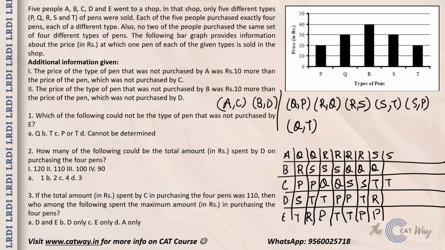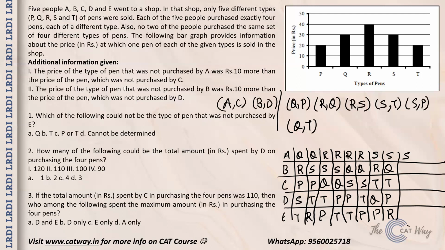That will be that these two, B and D, will not buy what? What is the possibility? QP we have taken. Just a second. S and T. This couldn't be QR. This would be R and Q, and in the other case it could be Q and P. So in that case, E is going to buy the pen R. So this is another case that we have. We have too many cases in this.